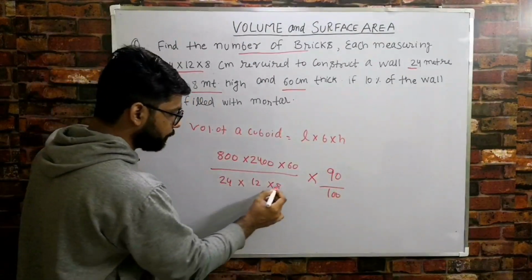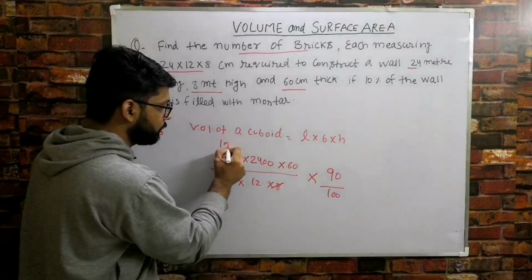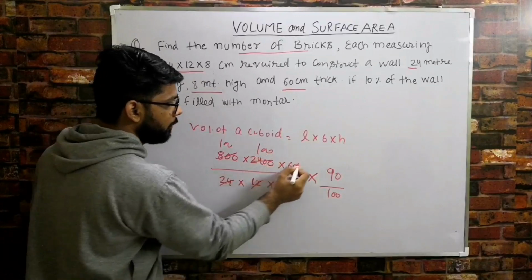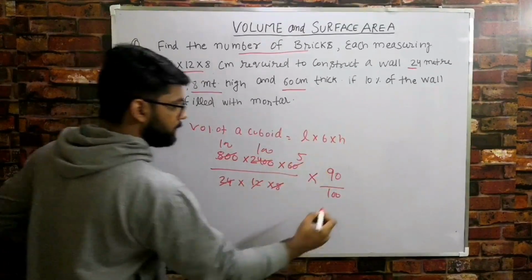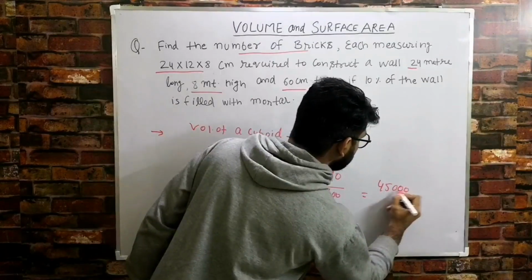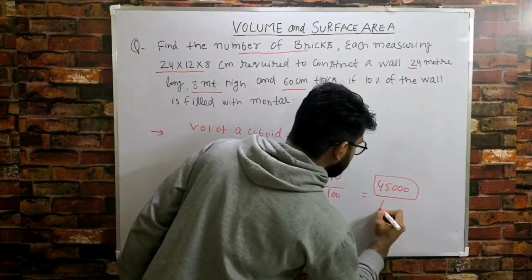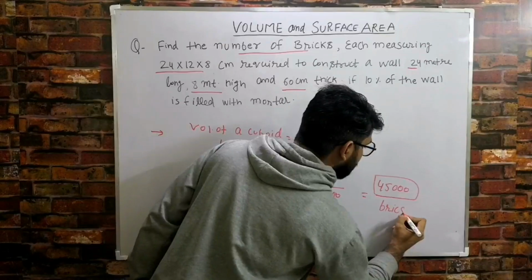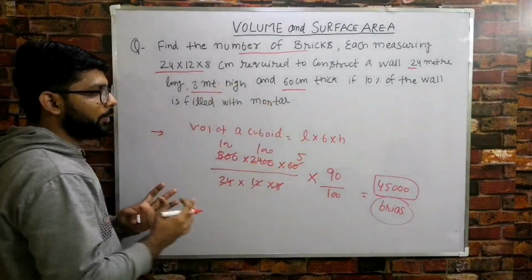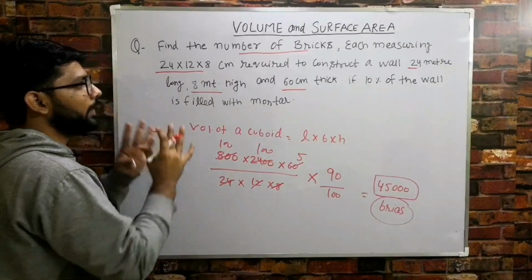Now we will see: 100, similarly 105 means 45,000. So 45,000 bricks will be required to form a wall of this much length, breadth and height. So you can understand the question.